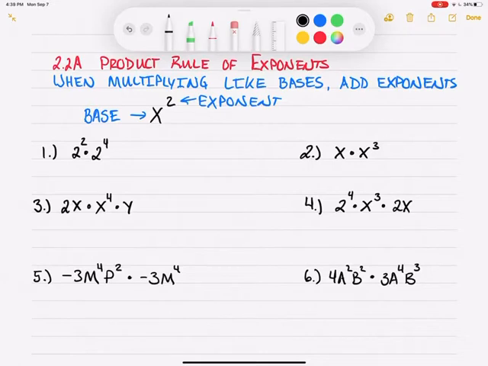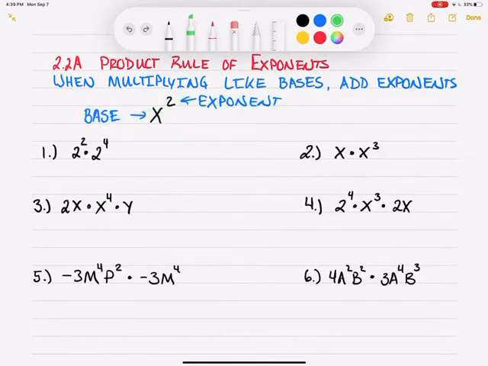So when you're talking about bases and exponents, the base of an exponential expression is the actual value, so x or a number. The exponent is the smaller piece that you see up at the top. So this is x squared, where x is the base and 2, the square, is the exponent. Okay, so we're going to look at some examples here.